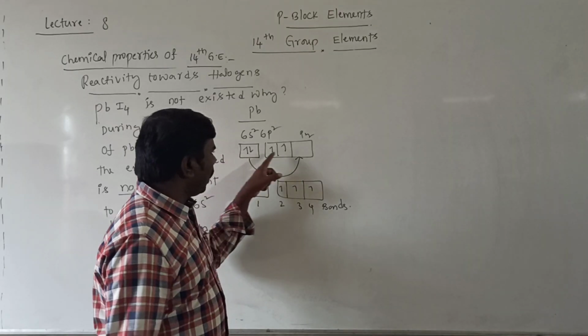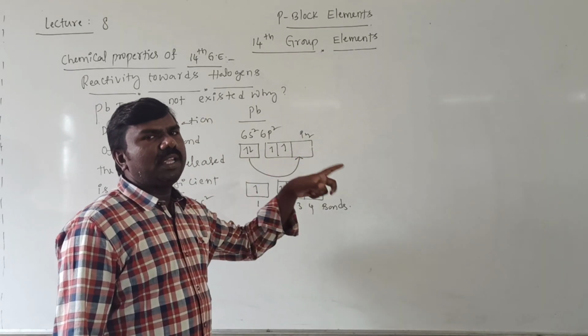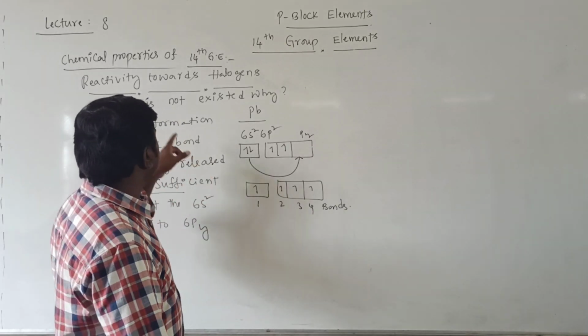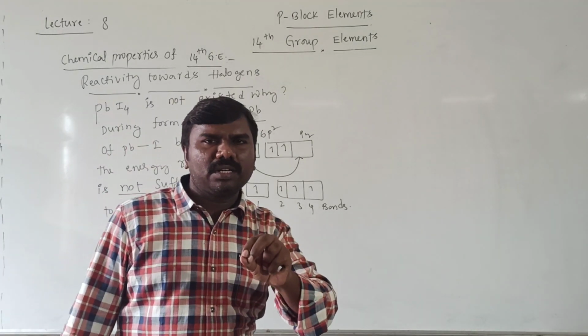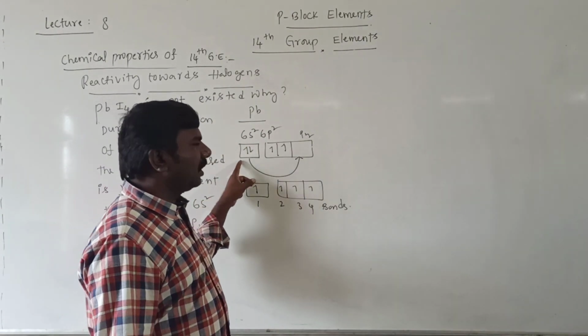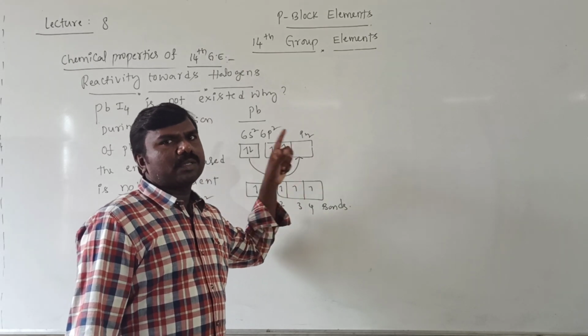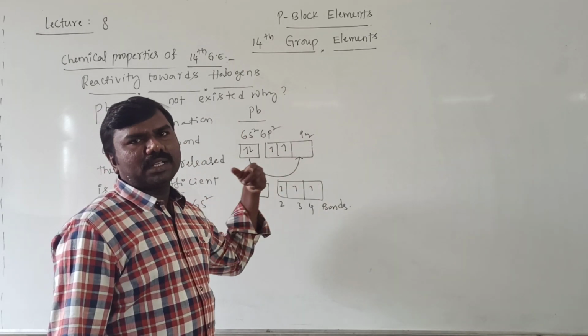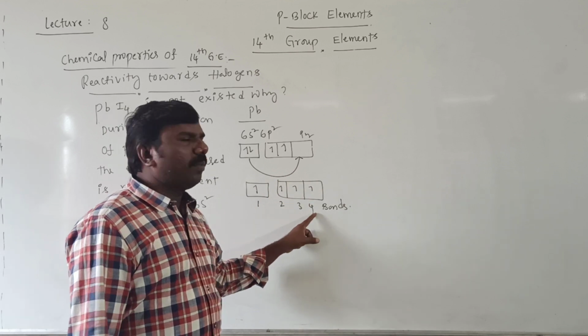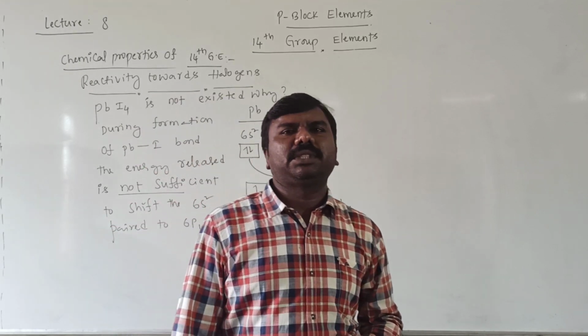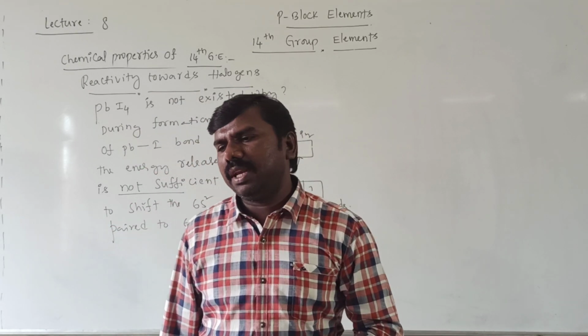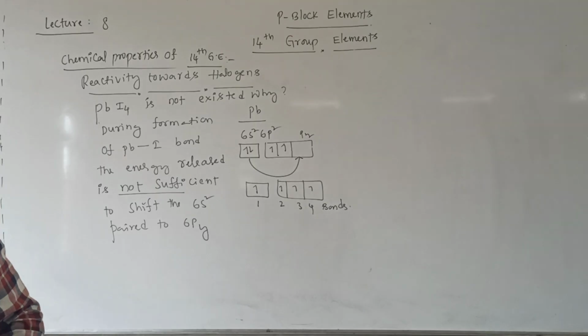To shift this electron from this orbital to that one, some energy is required. That energy is given by the Pb-I bond formation, but it is not sufficient to shift the s electron to the p orbital. Not shifted means there is no formation of 4 bonds; there is a chance to form only 2 bonds. That's why only PbI2 is possible, but not PbI4. Very, very important. Next.